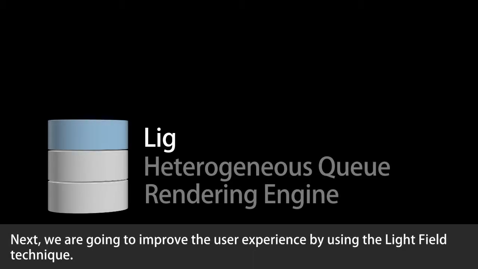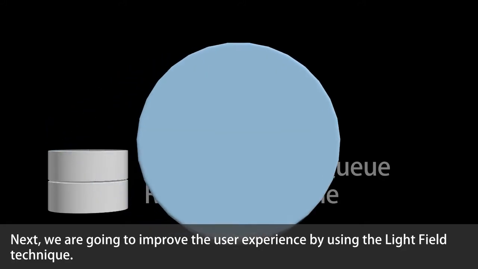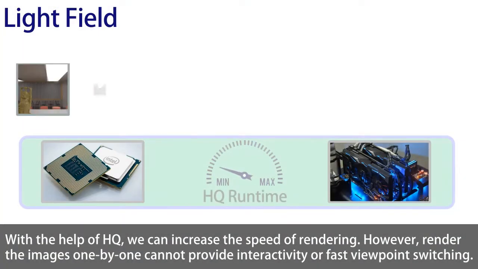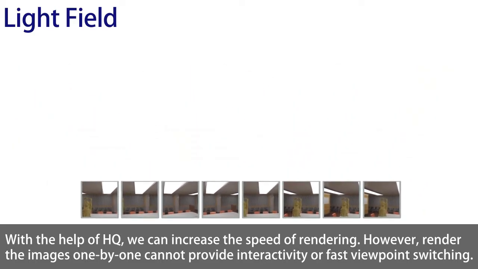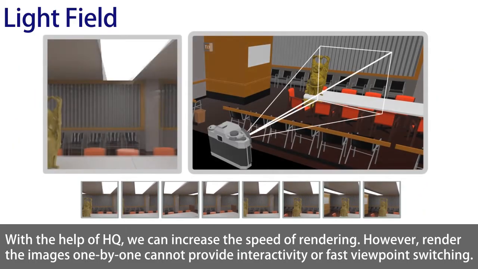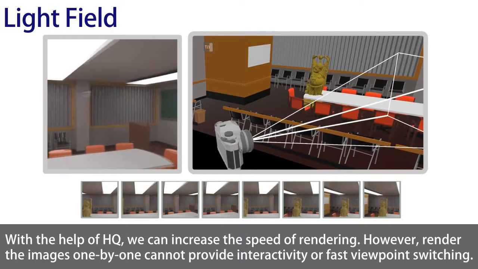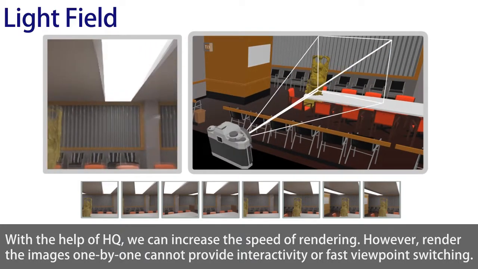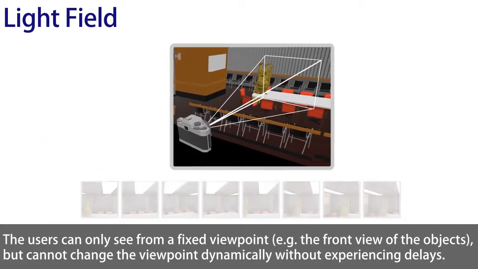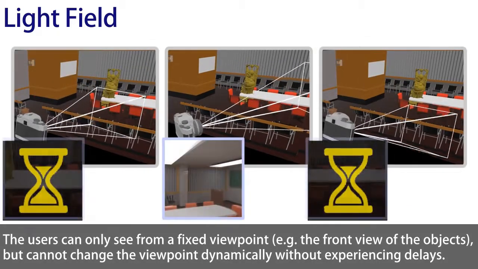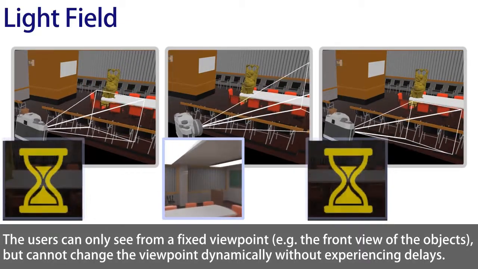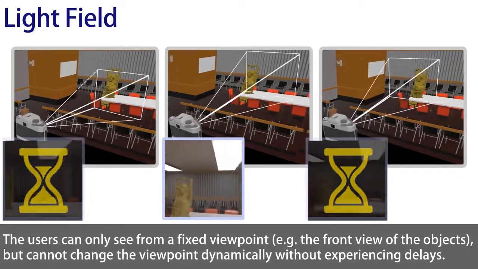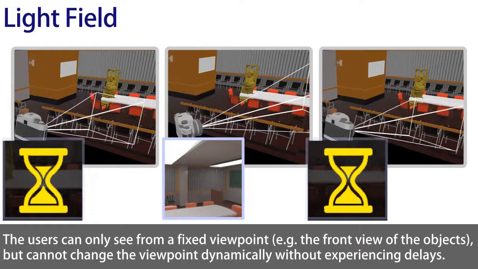Next, we are going to improve the user experience by using the light field technique. With the help of the heterogeneous queue, we can increase the speed of rendering. However, rendering the images one by one cannot provide interactivity or fast viewpoint switching. The users can only see from a fixed viewpoint, for example, the front view of the objects, but cannot change the viewpoint dynamically without experiencing delays.